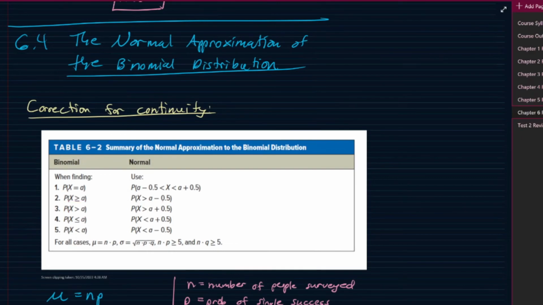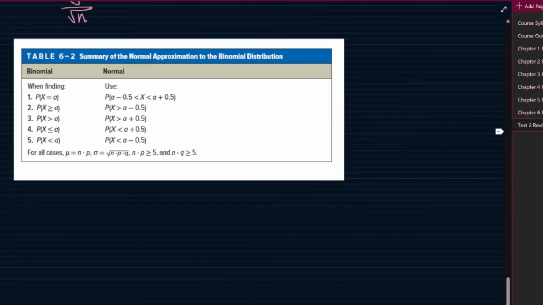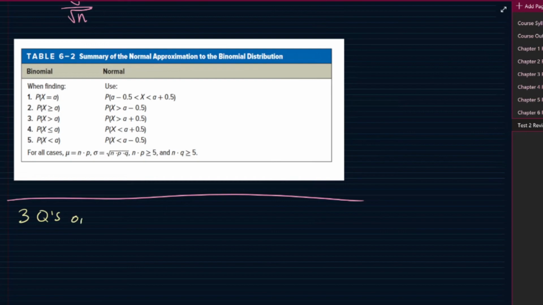So just be aware of these corrections for continuity. Definitely make sure you know what they are going into the test. And that would be it. It's a 10-question test. There's 3 questions on Chapter 4, 2 questions on Chapter 5, and 5 questions on Chapter 6.